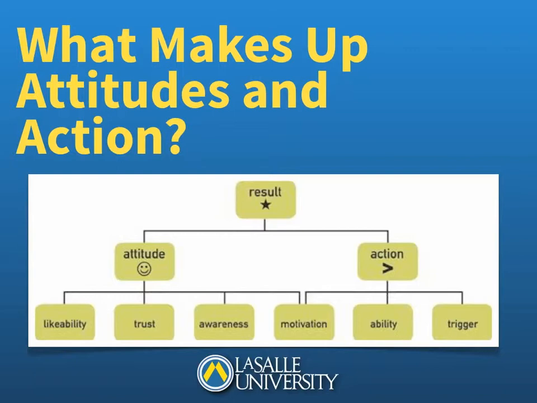So if you have a deficit in likability, trust, awareness, motivation, ability, or a trigger, you're not going to have a positive attitude, or the attitude that you'd like in order to accomplish your goal, or the users actually won't take action to create that favorable result.